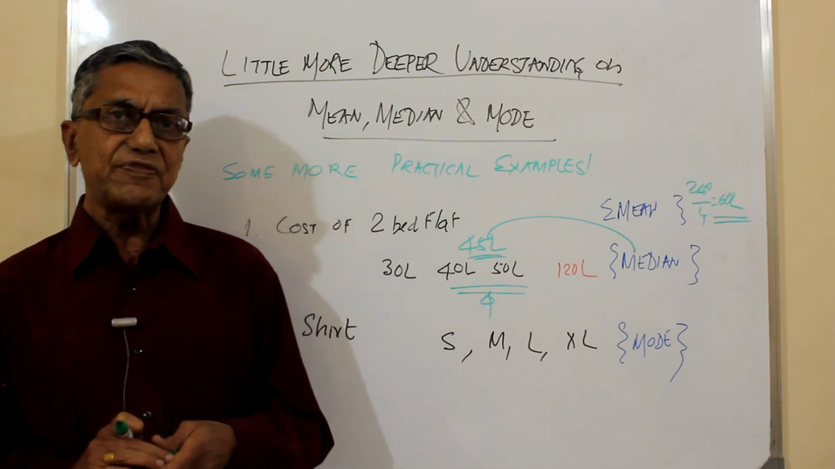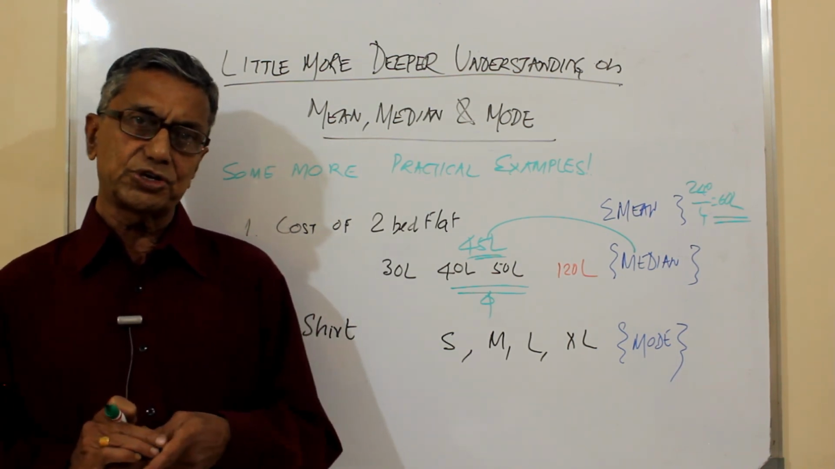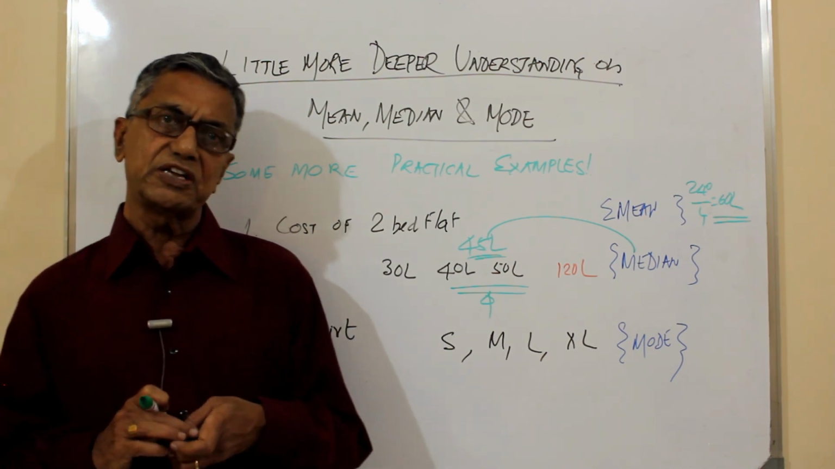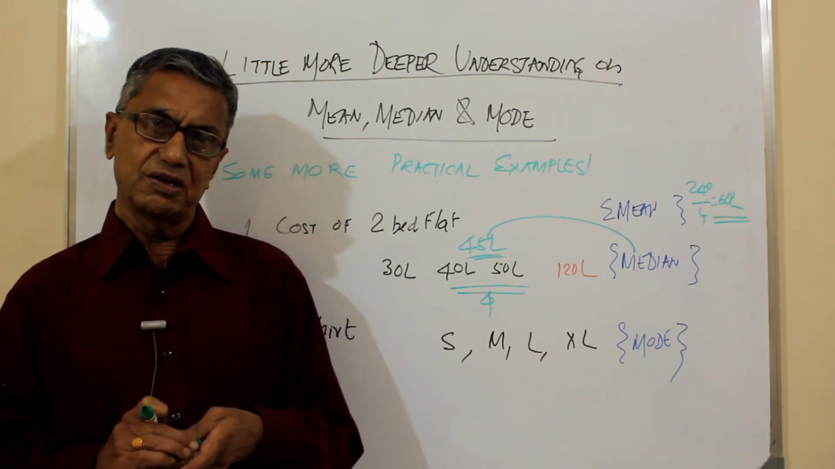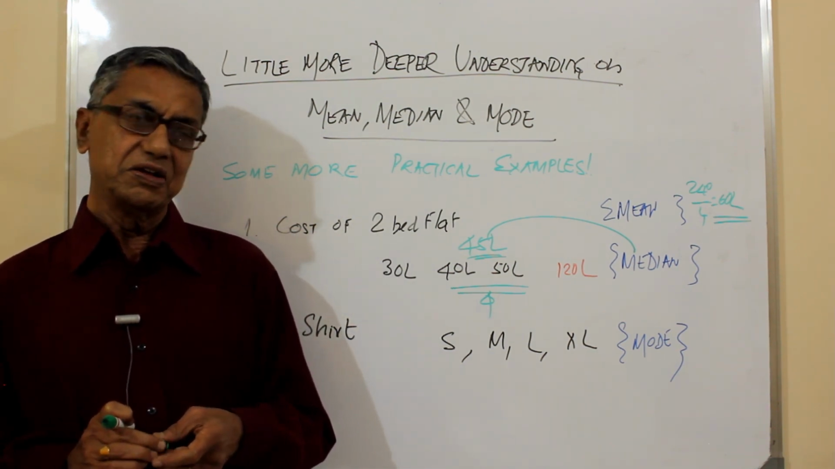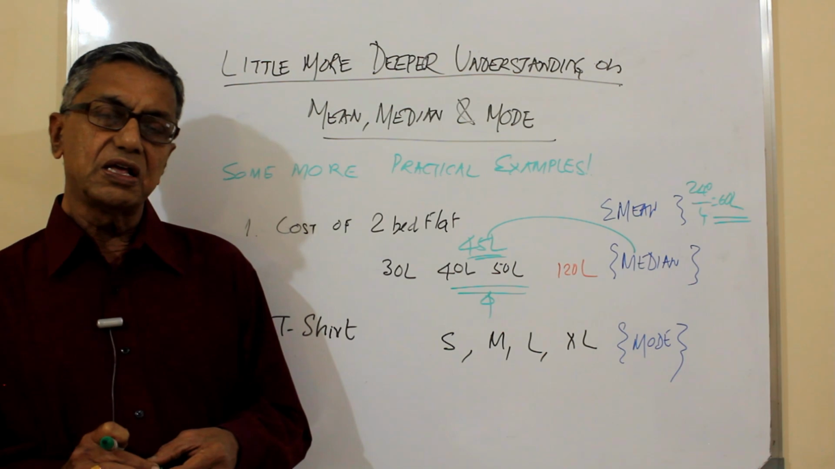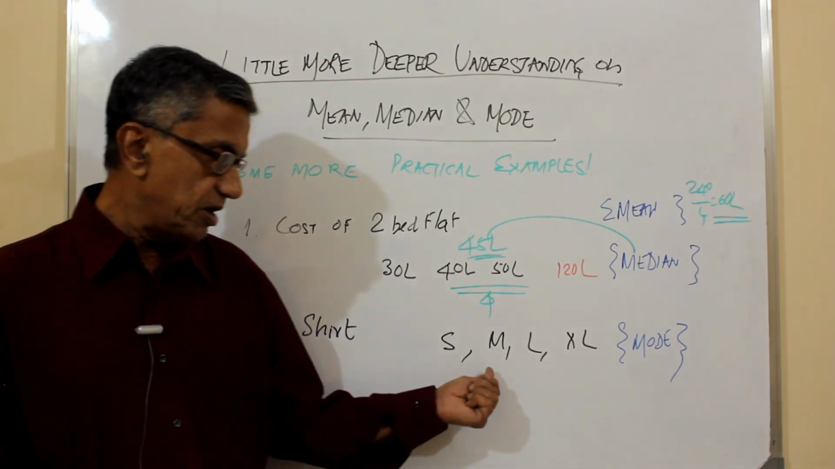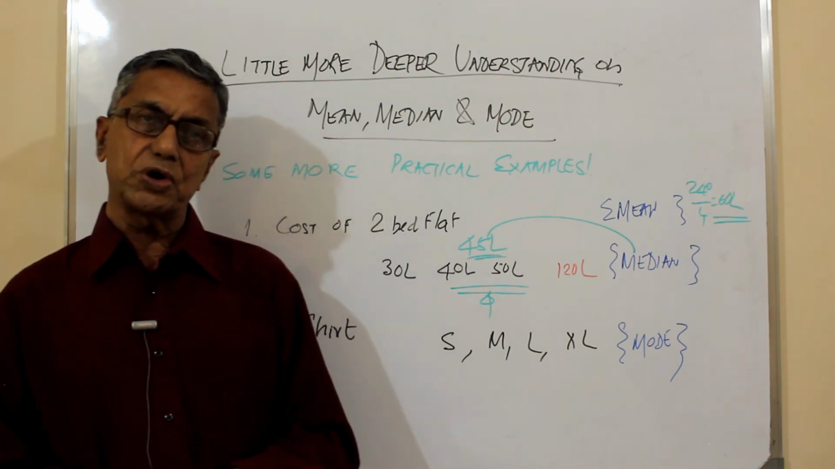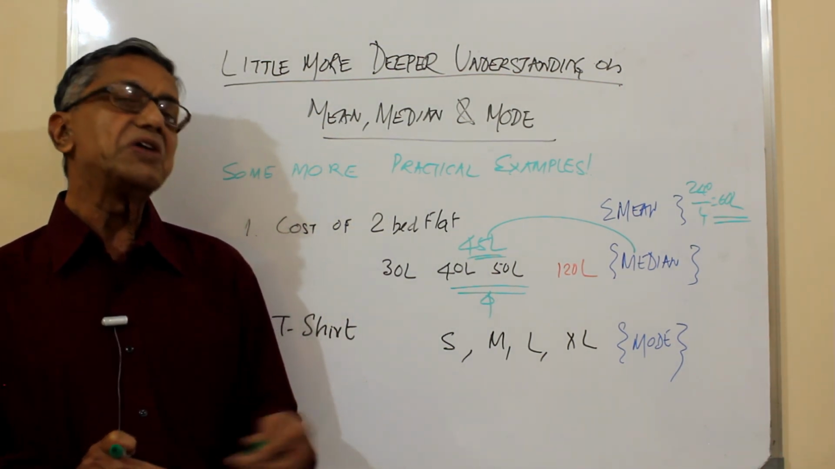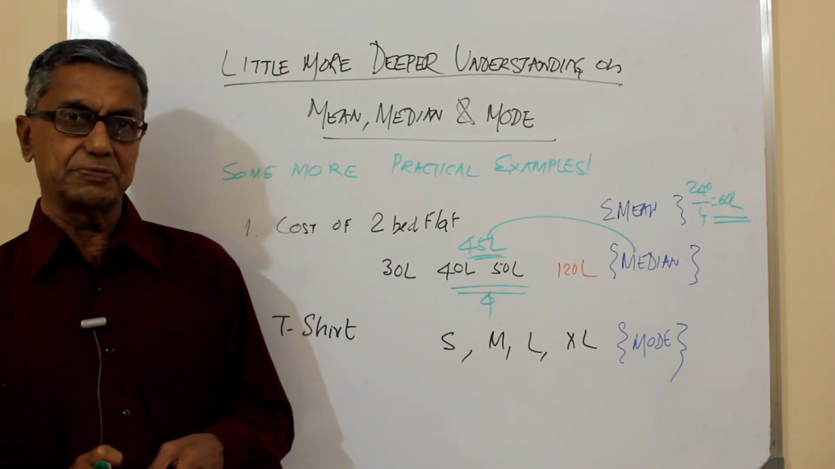Once he manufactures and delivers to the shop, you go and check whether that particular size fits you. If it fits, you buy it. That is the way both ends meet. So it is important to understand that mode can play a very great role, and especially the medium and large sizes are manufactured in large quantity because they fit most of the people. That's the way you understand with real life examples.